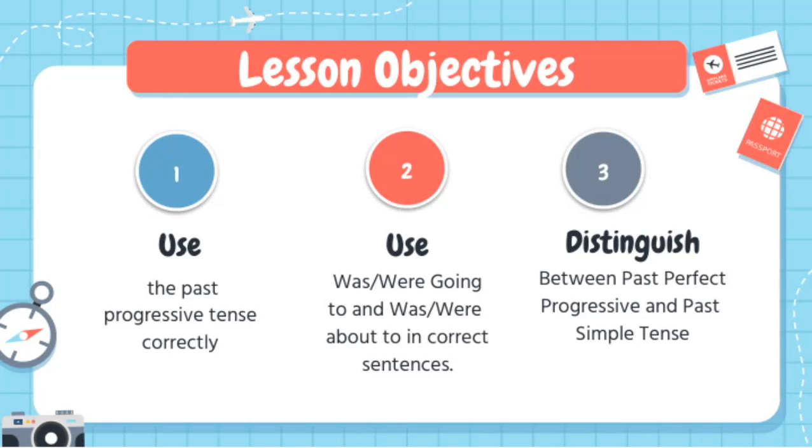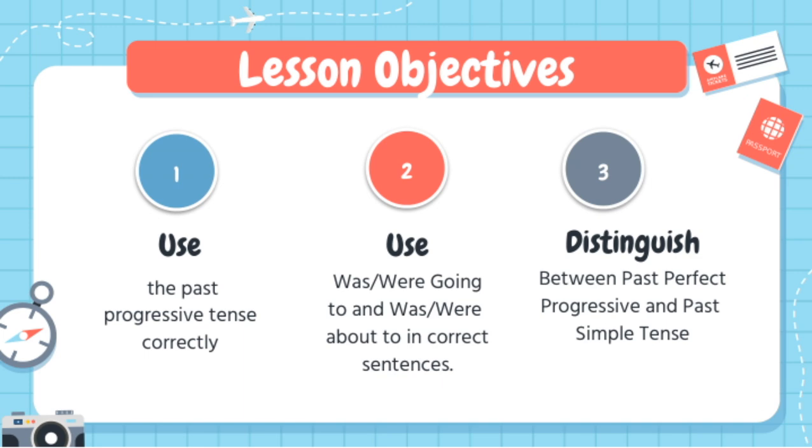Today, we will focus on three main aspects. First, how to use the past progressive tense correctly. Second, how to distinguish between the past perfect progressive and the past simple tense. And third, how to properly use the phrases was going to and was about to in sentences. These points are essential for clear and accurate storytelling in the past. By mastering these, you'll be able to describe past actions more precisely and convey your ideas more effectively.